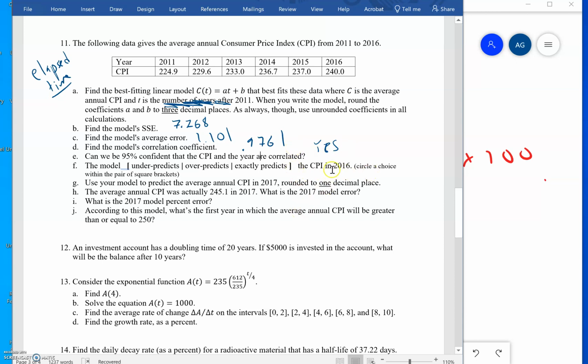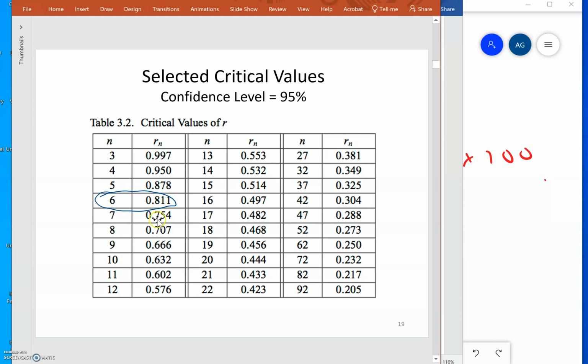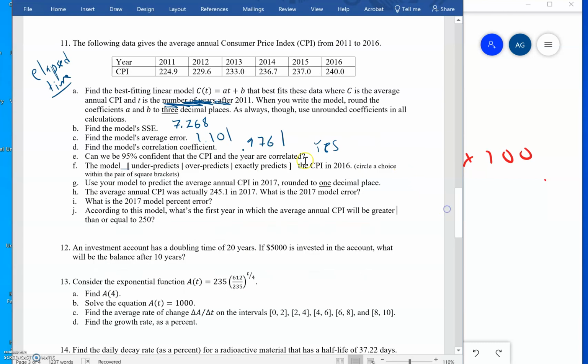Just to explain that a bit more, we found our correlation coefficient to be 0.9761, and I went to the table and pulled up the critical value for 6 data points, which is 0.811. And since the absolute value of 0.97, this is positive anyway, but technically we take the absolute value of this and we compare it to the critical value, and since this meets and exceeds the critical value, we can in fact be 95% confident in correlation, positive correlation in this case. Okay.